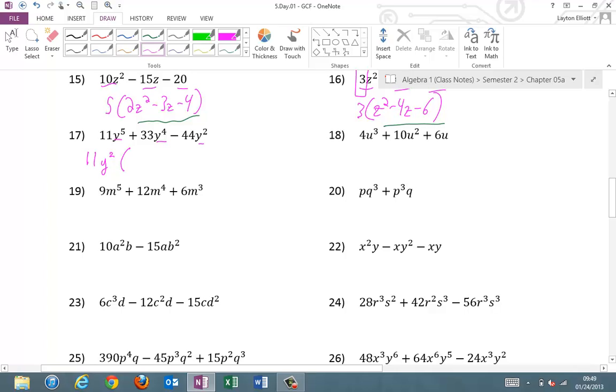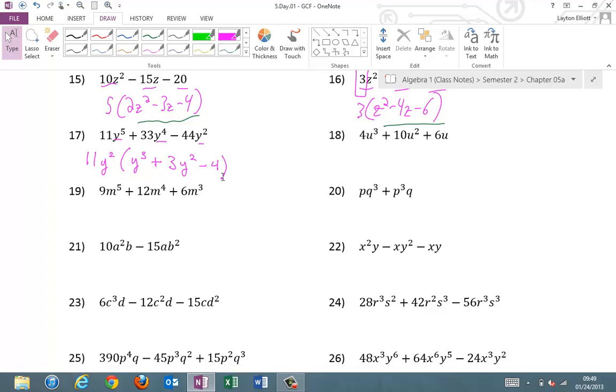And I think what that leaves me on the inside, since I took out the 11 and I took out 2 of the y's, I'd be ending up with y cubed. And then the plus sign carries through. And then I'd have a 3 here, y squared. And then at the end, I took out an 11y squared, so I'd end up with just minus 4. So I think if I factor that correctly, I should get 11y squared times the factor y cubed plus 3y squared minus 4. Looks good to me.